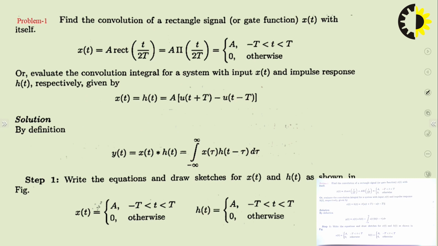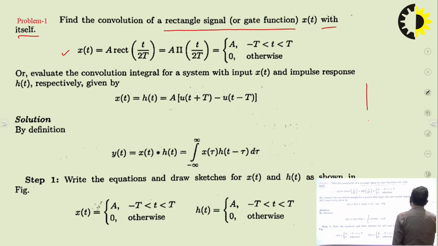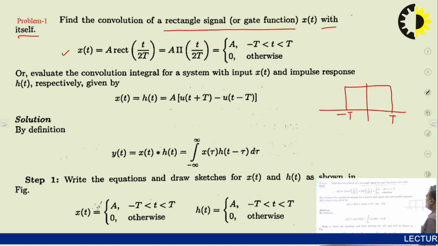Now we will see a question based on finding the convolution. We have a rectangular signal, which we can also call a gate function, and we have to find the convolution of a rectangular signal with itself. This rectangular signal can be defined as x(t) equals A rect(t by 2T). You can also represent it like this signal, and 2T is the width. So this is minus T and this is plus T, so the total width is 2T.